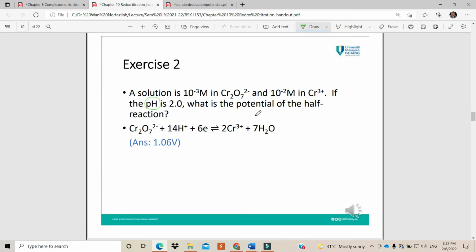Okay, so the question asks you to find the potential, which is E cell. Okay, first, you need to find the half reaction for each of these. You already given the balance equation here. Oh, ni tak perlu cari half reaction dah. Kita straight away guna the E cell.